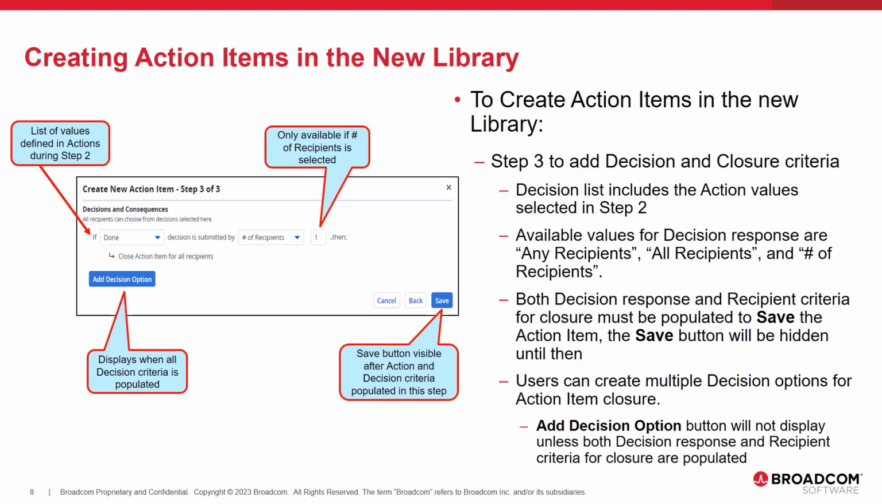So at that time, the Save button will appear. And once you complete your first action item closure criteria, your action and your recipients, then you will see a new button called Add Decision Option, in which case you'll be able to add more criteria for a decision that applies to this action item. And whenever you're done, you just click Save to save your action item.